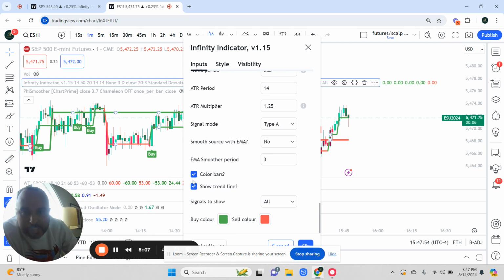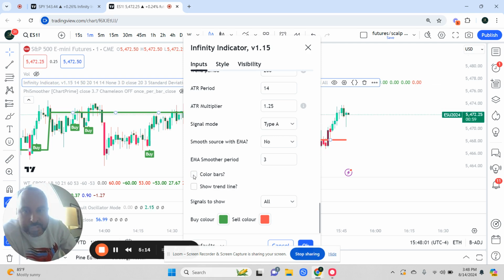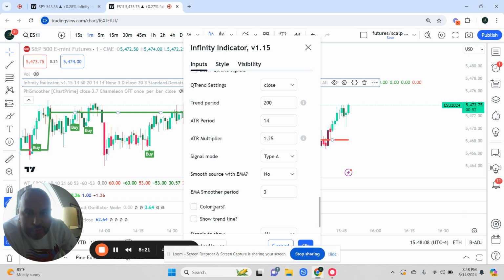And then these are both optional as well. Color bars, show trend line are both optional as well. That's kind of up to you if you want those on. If you scroll up just a little bit from the color bars, you'll see ATR period, ATR multiplier. For ATR multiplier, I want you to put 1.25 in there. Okay, it's a pretty quick multiplier, but we are running off the 1 minute chart.